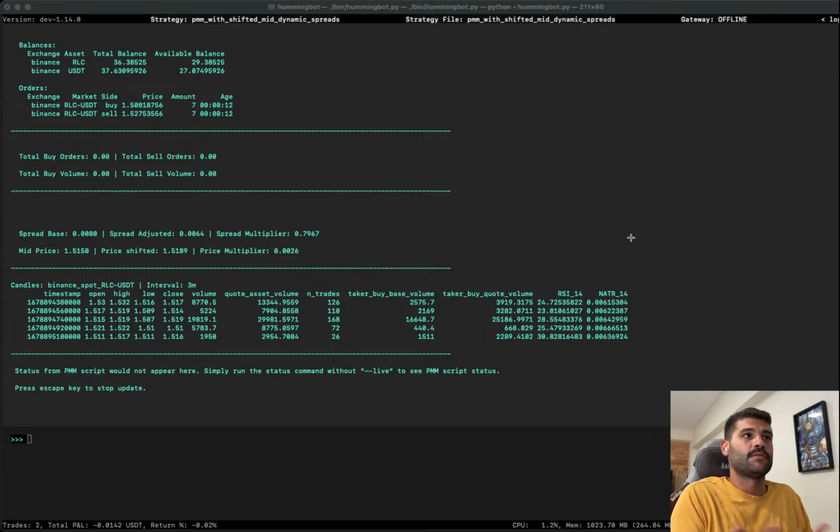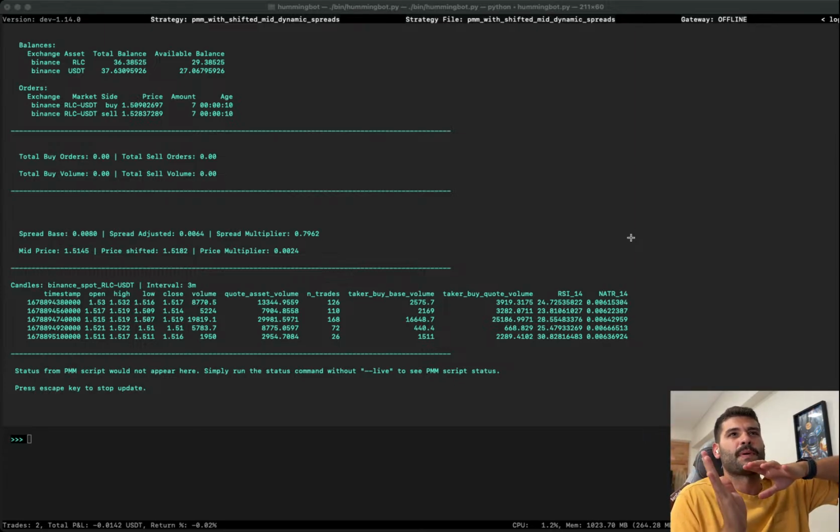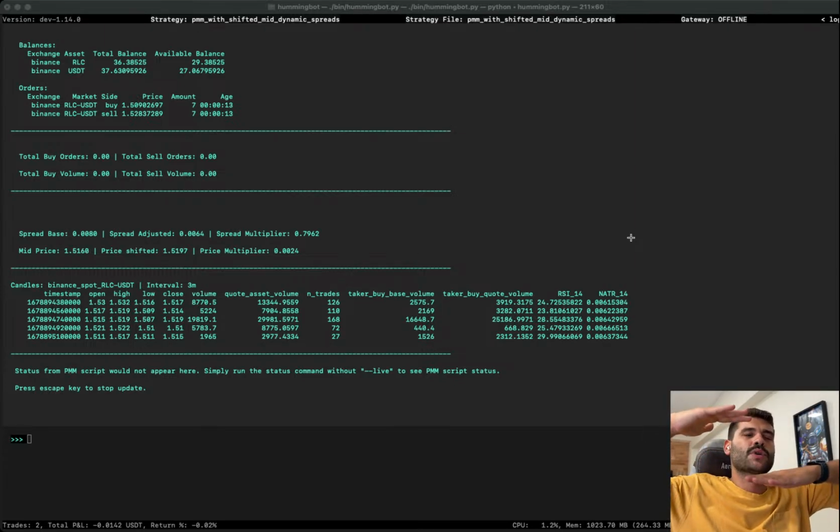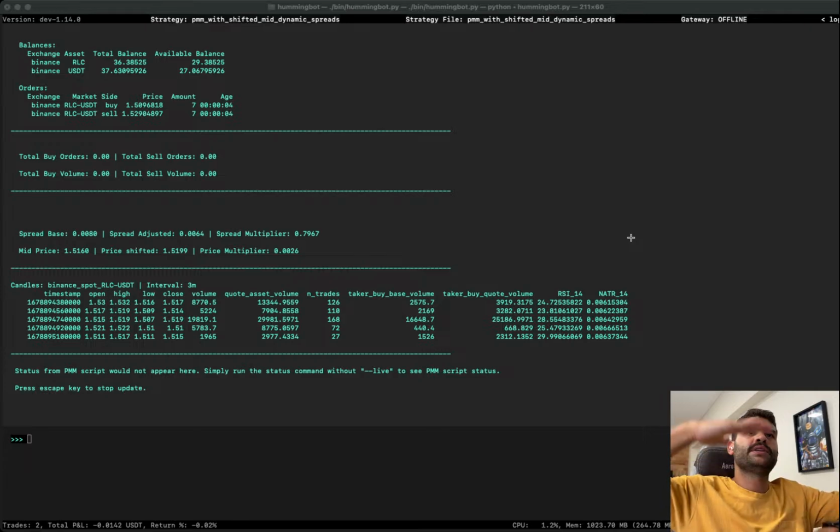I did the solution yesterday, but essentially what it's doing is placing two orders around the mid price, but shifting the mid price based on what the RSI is saying. The RSI is saying that the price is going up, so I will shift to try to execute more buys than sells because then the price is going up. And the other thing that it's doing is checking, okay, what is the size of my candle? The average size of the candles in percentage. Okay, I would like to use this value to set up the spreads.